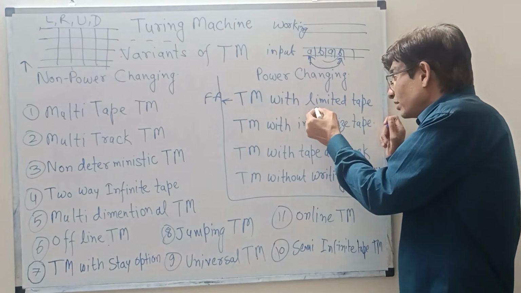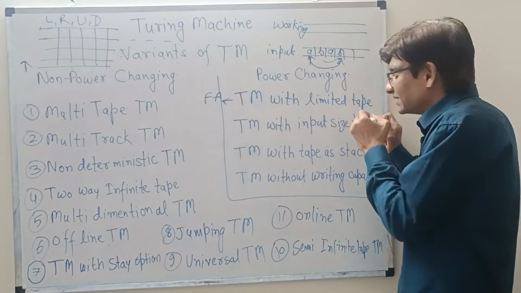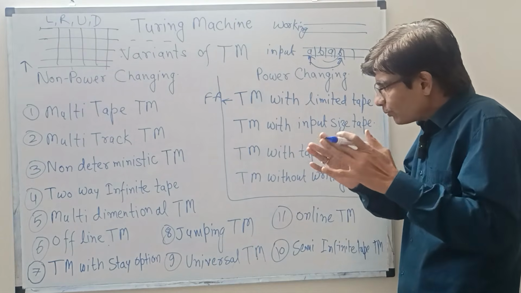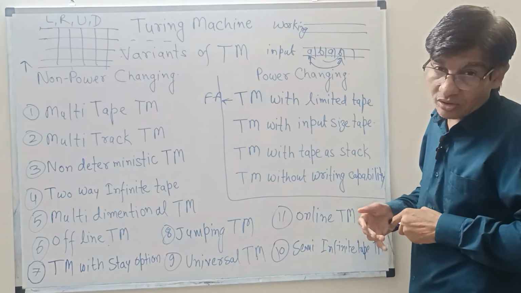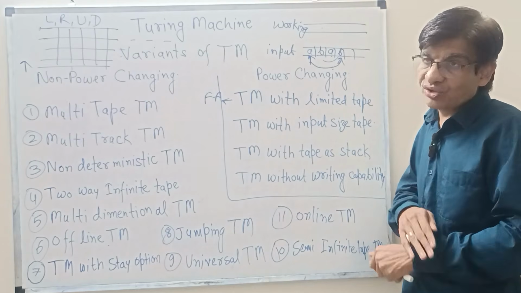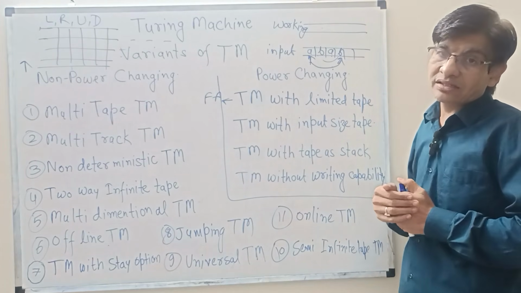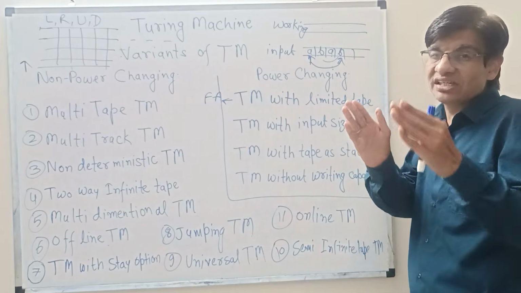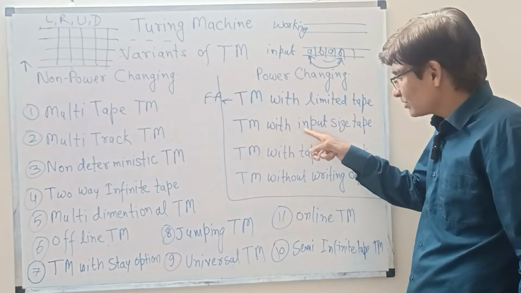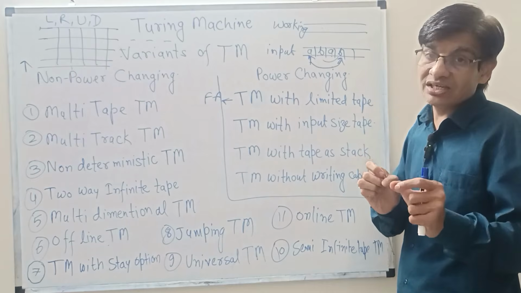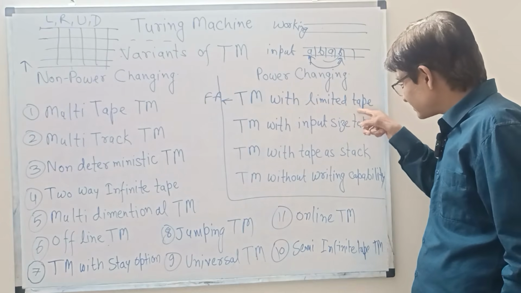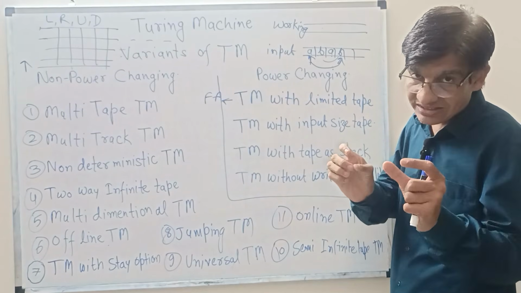Now, in this particular variant, Turing machine with input size tape, there is some difference. Limited size tape and input size tape are totally different. If your input is 5 characters long, then you have tape to accommodate that input. If your input is 15 characters long, then you have sufficient tape to accommodate this input. So this Turing machine is known as Turing machine with input size tape, while Turing machine with limited size tape will have fixed size tape.